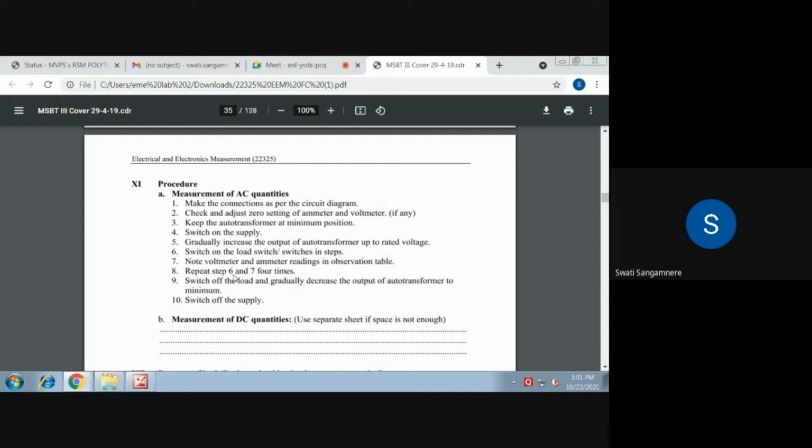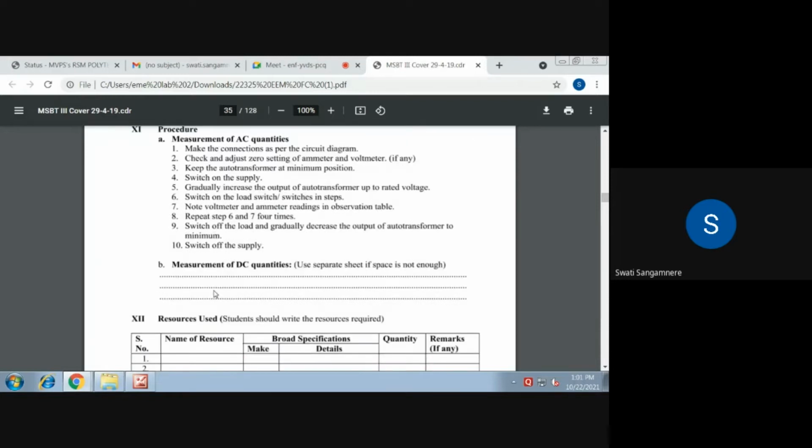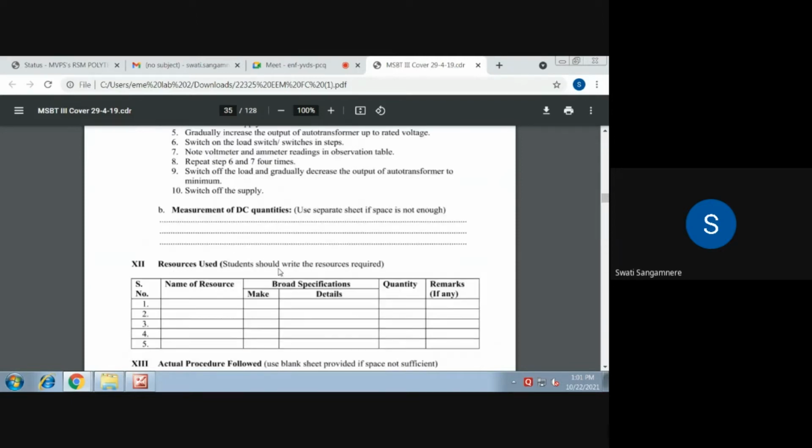Then you can take 4 to 5 readings. So repeat steps number 6 and 7. Then 9, switch off the load and gradually decrease the output of the auto transformer to the minimum. And then last, switch off the supply. So this is the procedure for measurement of AC quantities. The same process applies for the measurement of DC quantities.